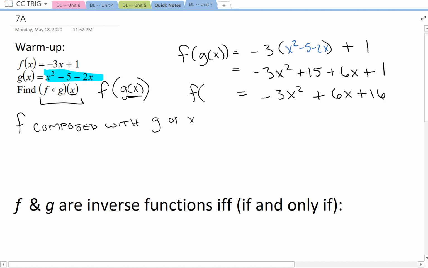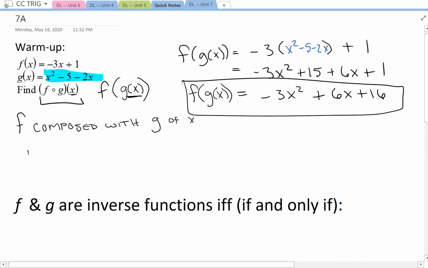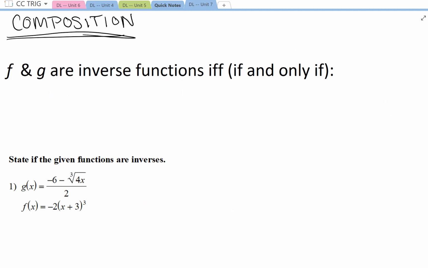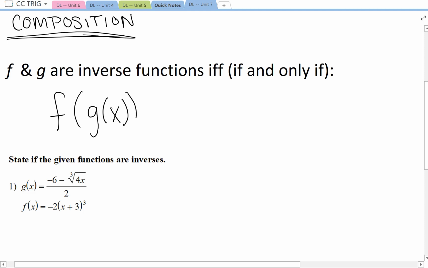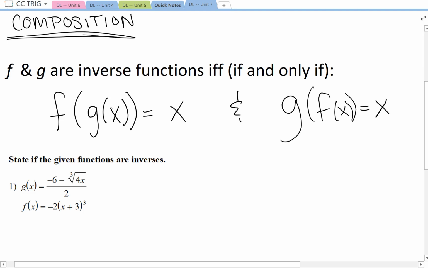So when you plug in the g function into the f function for the variable x, you end up getting this. This is called composition of functions, composing functions. So putting a function inside of another function wherever you see the input. F and g are inverse functions if and only if f of g of x reduces to be just x, and if g of f of x, the other way around, also reduces or simplifies to be just x, then f and g are inverse functions.